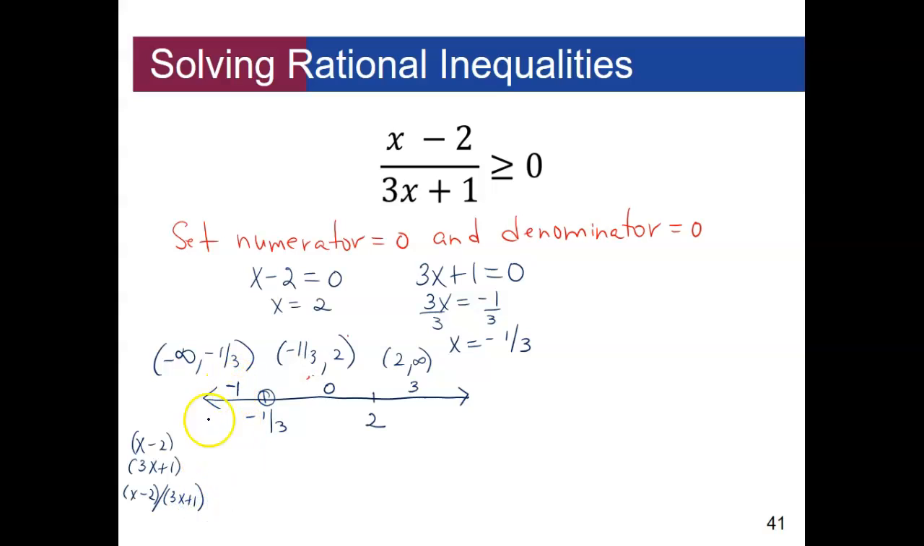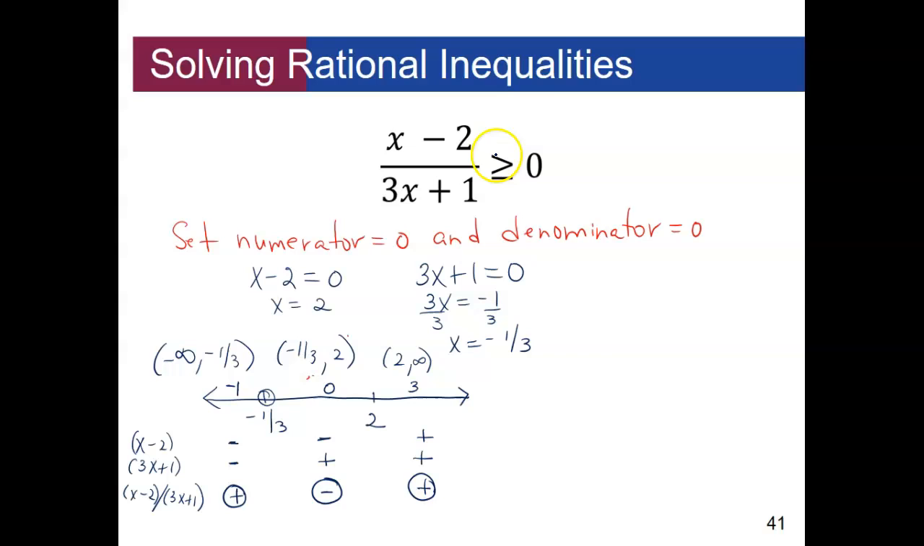Okay, so if I plug my test point in here, I'm going to have a negative. If I plug it in here, I'm also going to have a negative. And so a negative divided by a negative is going to give me a positive. If I plug 0 in, I'm going to have a negative, and then I'm going to have a positive plugging it into this one. And then if I divide a negative by a positive, I'm going to get a negative. If I put 3 in, I'm going to have a positive divided by a positive gives me a positive.